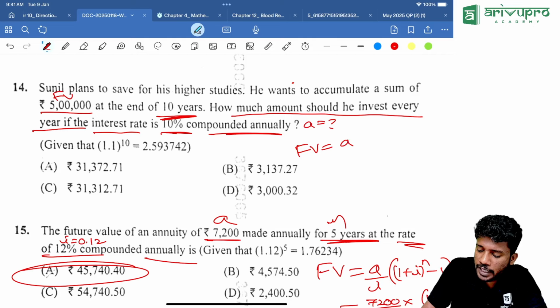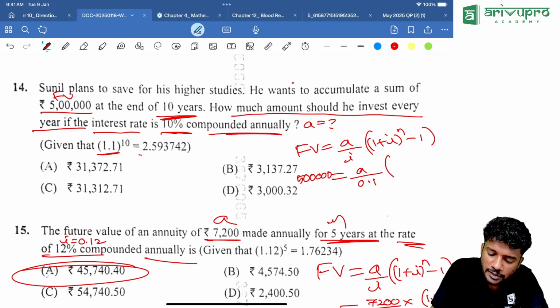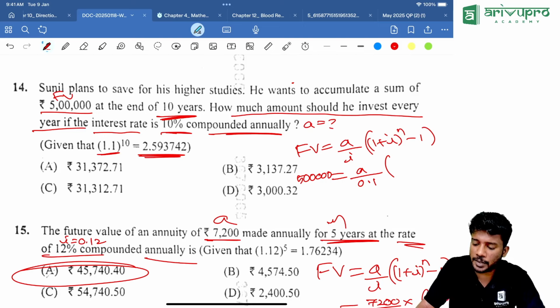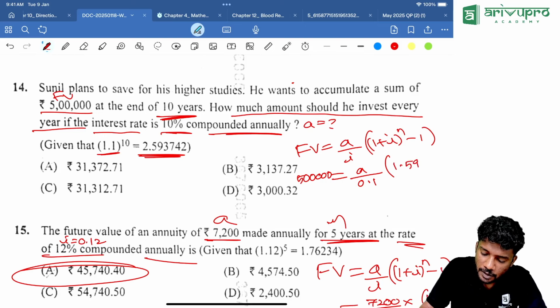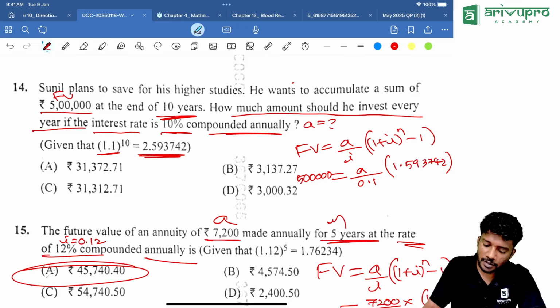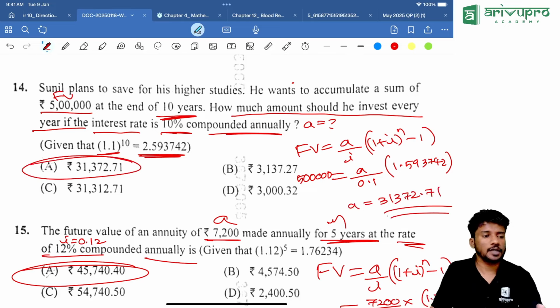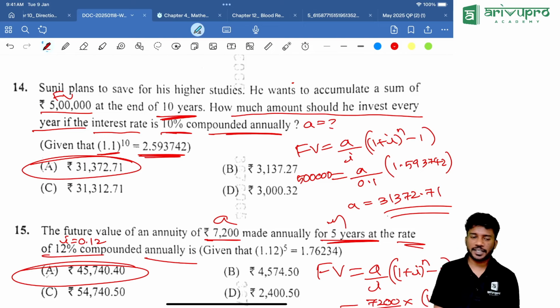What is the formula? FV is equal to A by I into (1 plus I)^n minus 1. So future value is 5 lakh. Just use calculator. Don't even write anything. A divided by I is how much? 0.1 into 1.1 raised to 10 is this much. That minus 1 is how much? Can I write it as 1.593742? Yes. Now just get me the answer. How many of you got option A? A is equal to 31372.71. Direct answer.